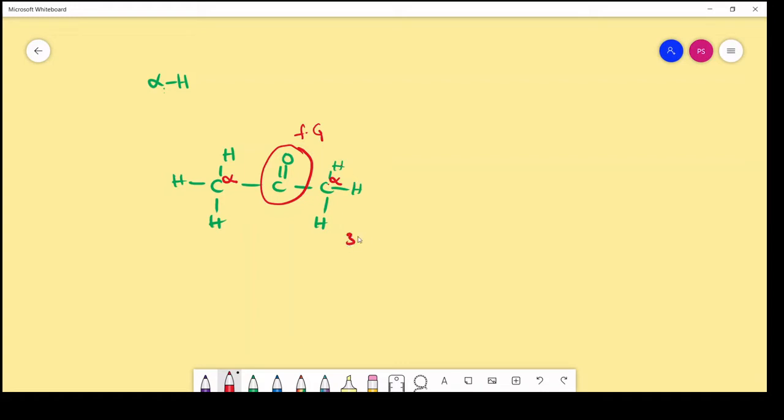Here 3 alpha hydrogens are there, and here also 1, 2, 3. 3 alpha hydrogens are there. In tautomerism, a very important point is that alpha hydrogens are involved in keto-enol tautomerism. If a compound doesn't contain alpha hydrogen, it doesn't show tautomerism. Is it clear? So only saturated alpha hydrogens participate in tautomerism.